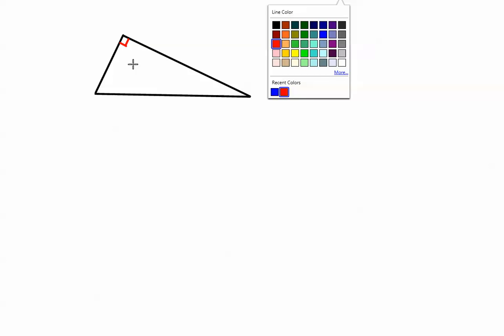So I'm going to go ahead and create an altitude here. I'll go ahead and draw it. Let's make it blue. So here's my altitude. And what I just did was I created 3 triangles. Hopefully you see them. So I got 3 triangles. I have triangle 1, triangle 2, and the big triangle.